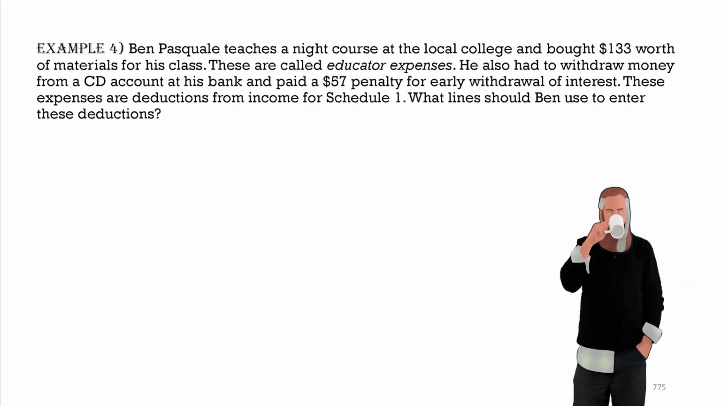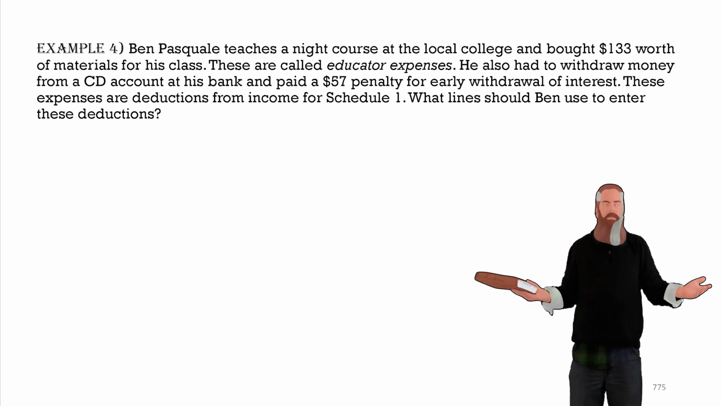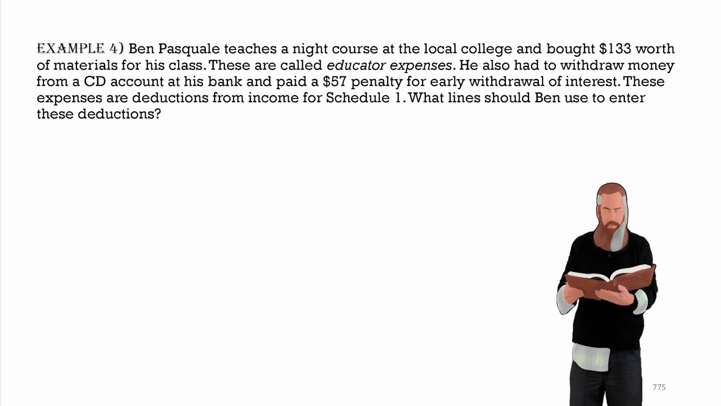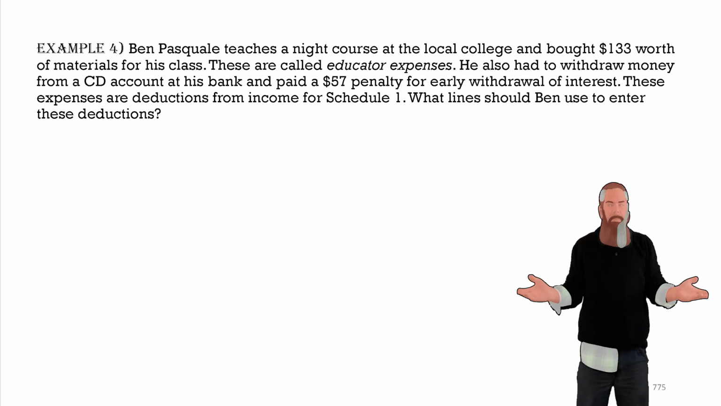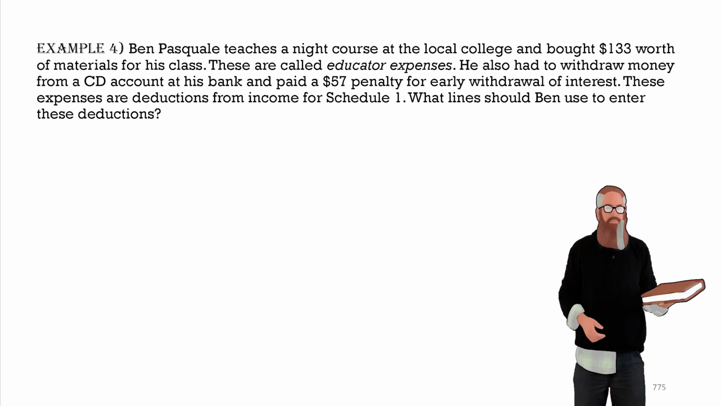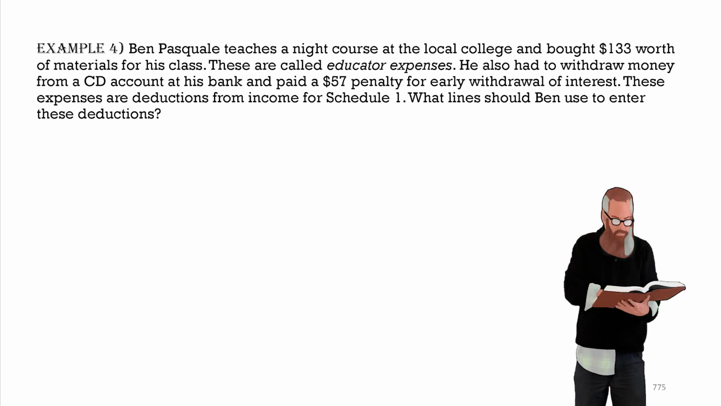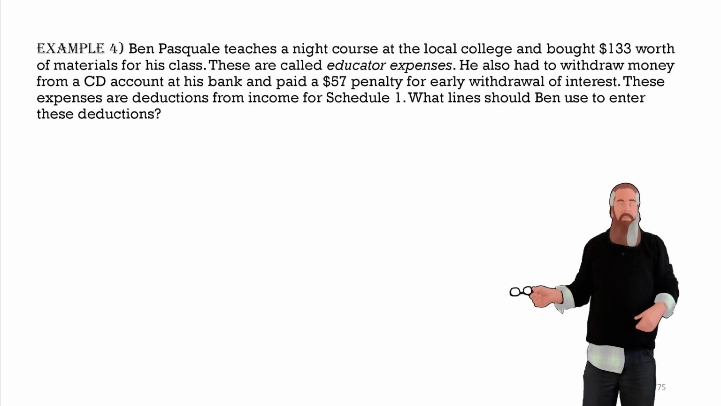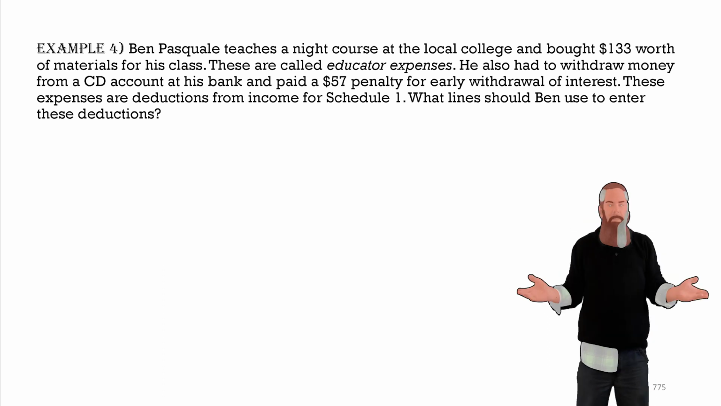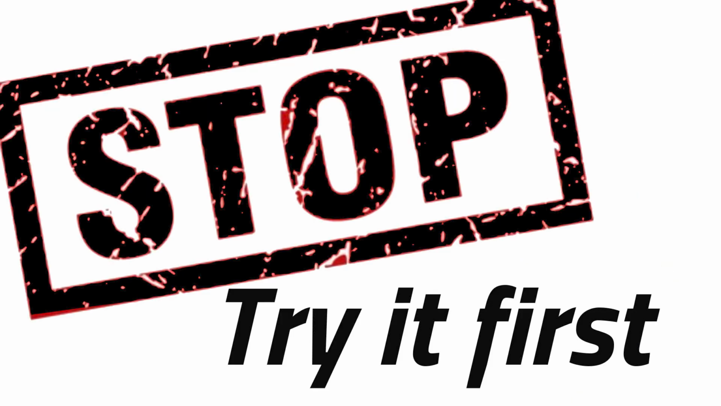Ben Pasquale teaches a night course at a local college and bought $133 worth of materials for his class. These are called educator expenses. He also had to withdraw money from a CD account at his bank and paid a $57 penalty for early withdrawal of interest. These expenses are deductions from income for Schedule 1. What line should Ben use to enter these deductions?